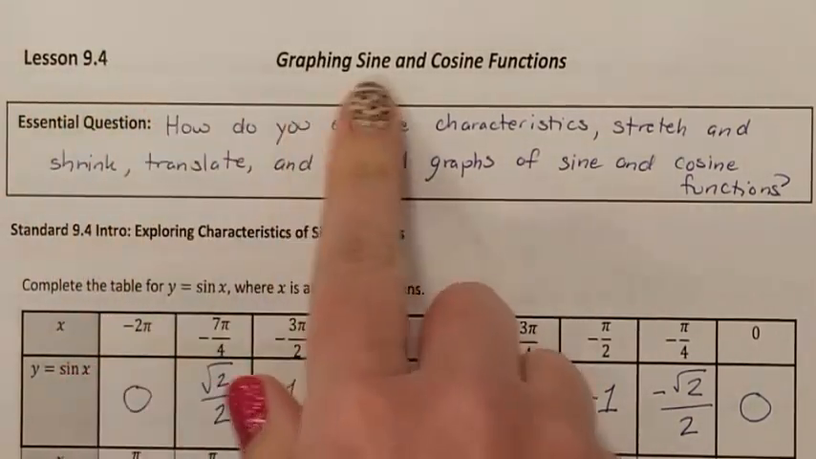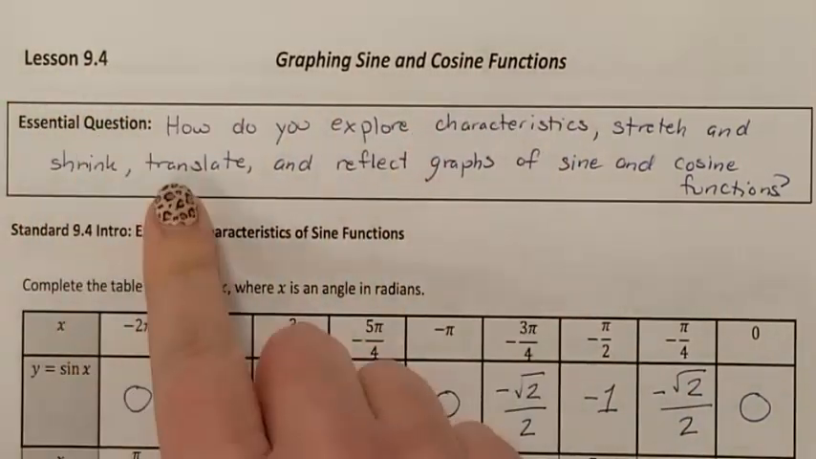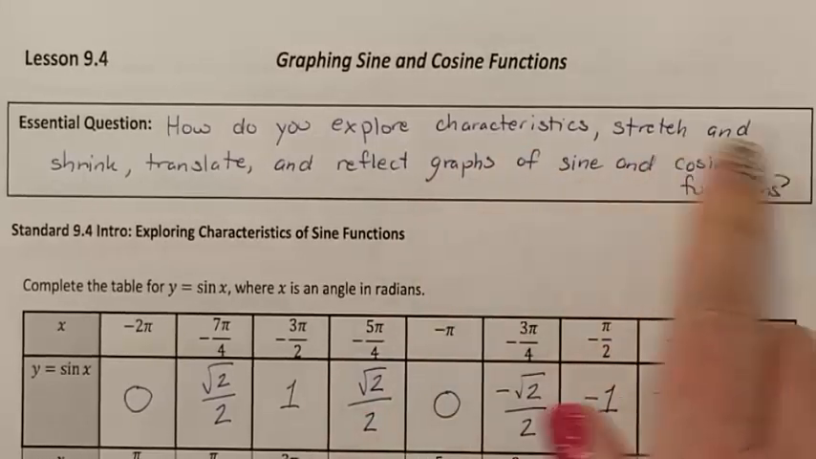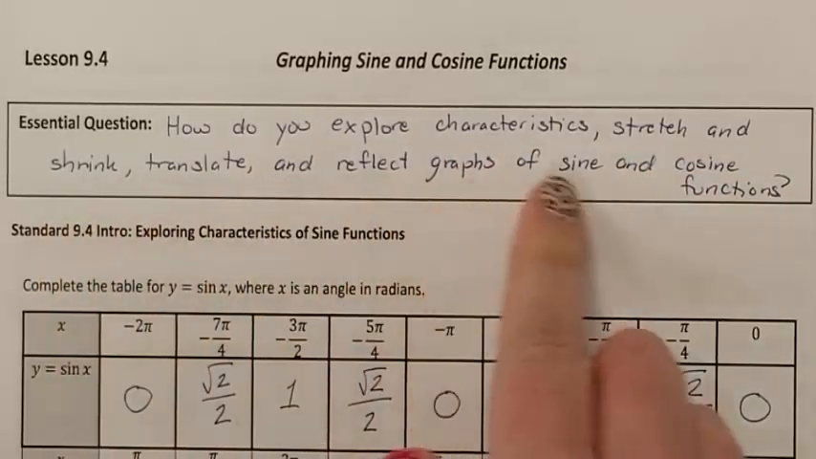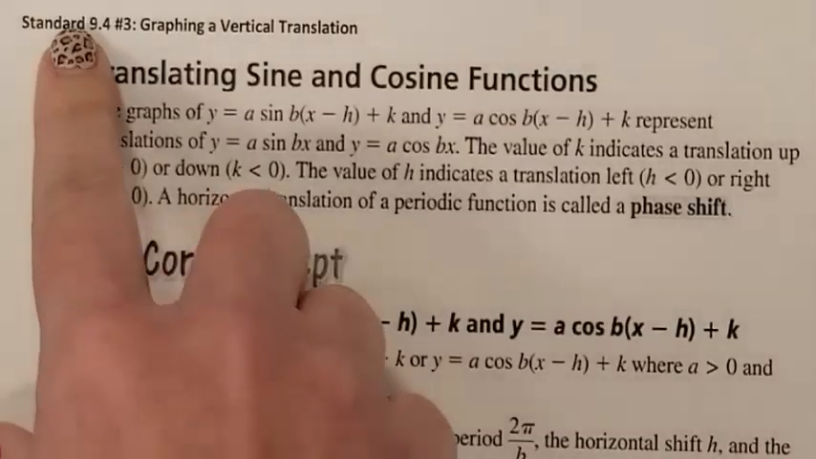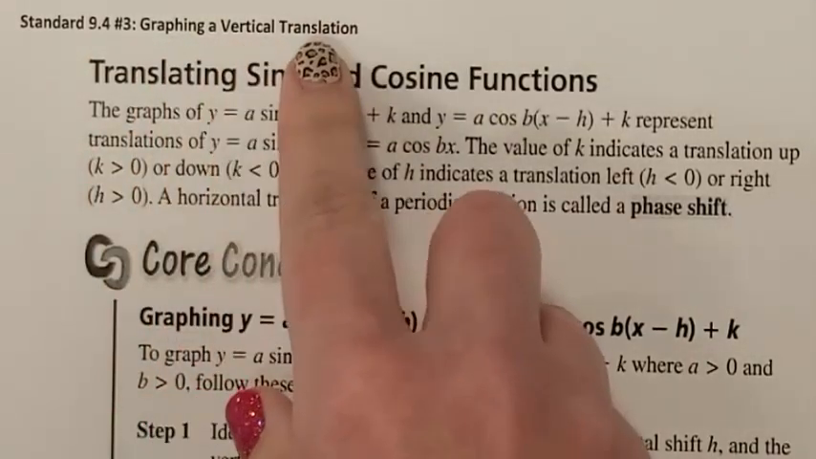Lesson 9.4, Graphing Sine and Cosine Functions. Our essential question: how do you explore characteristics, stretch and shrink, translate and reflect graphs of sine and cosine functions? Standard 9.4, number 3, graphing a vertical translation.